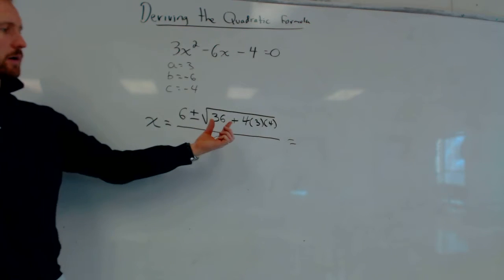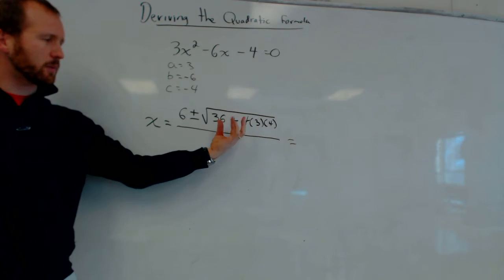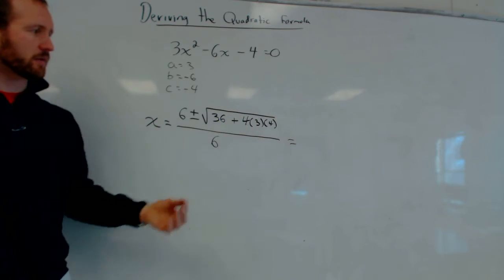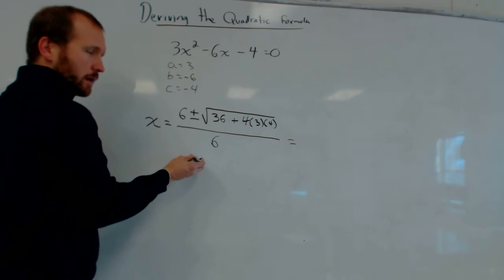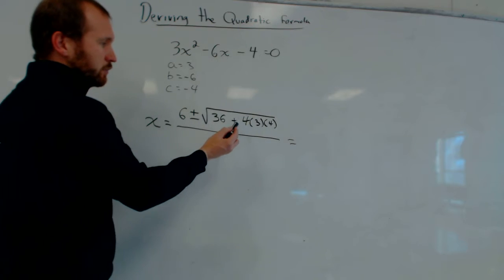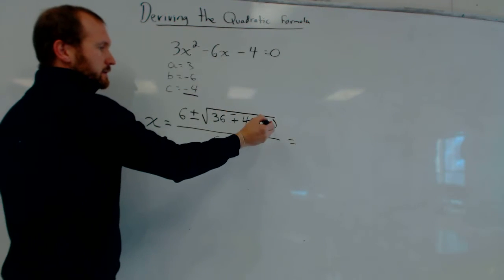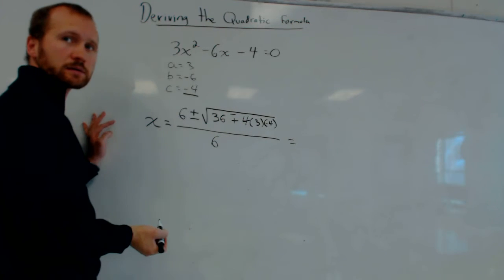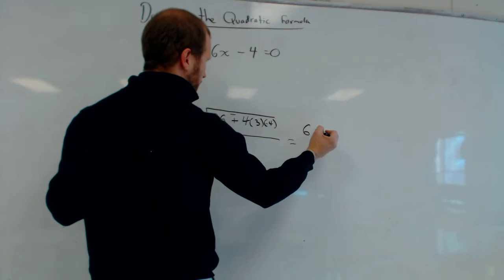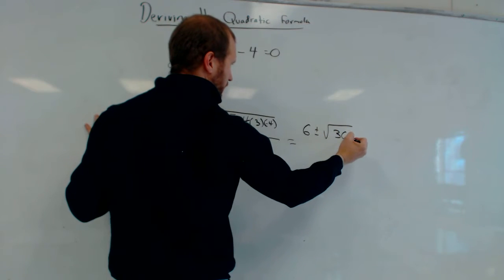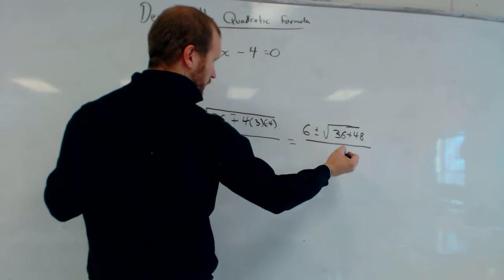Not yet. The first thing we're always going to do is simplify this thing under the square root. This is kind of the tricky part of the quadratic formula, simplifying. So I have 36 plus what? 48. Well, it's plus because this 4 was negative, right? It was minus and the negative, so it became plus. So we've got 6 plus or minus the square root of 36 plus 48, over 6.